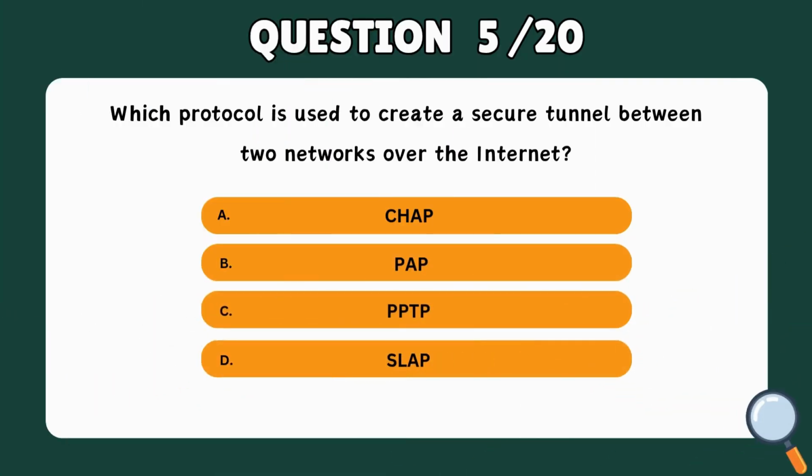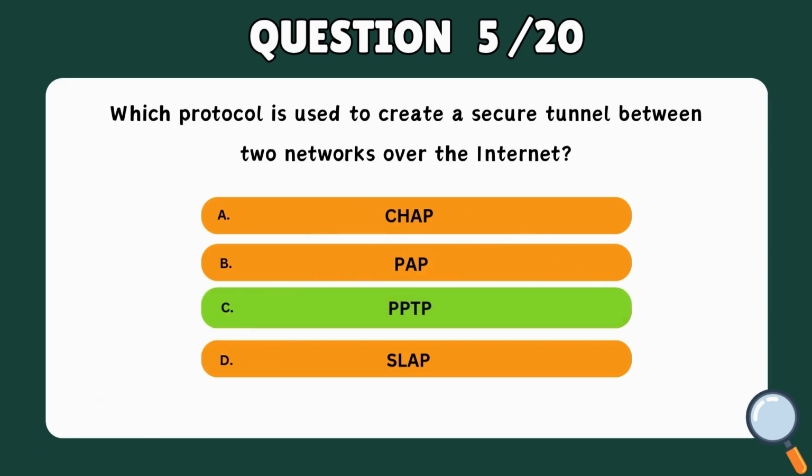Question 5. Which protocol is used to create a secure tunnel between 2 networks over the Internet? A. CHAP. B. PAP. C. PPTP. D. SLAP.